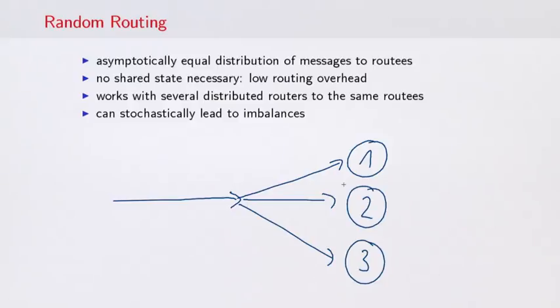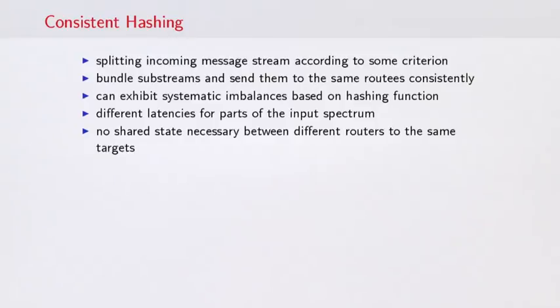The problem with it is that the process is random, so there is the probability that, for example, number 1 might, for a certain time window, get more messages than 2 and 3. Asymptotically, these will even out, but in the real running program, it might be observable. Another stateless routing scheme is that of splitting up the incoming message stream consistently according to some criterion.